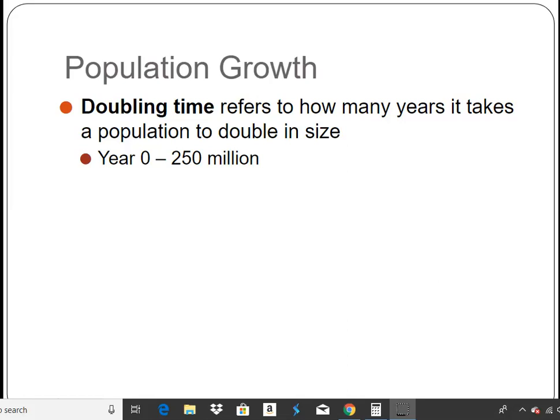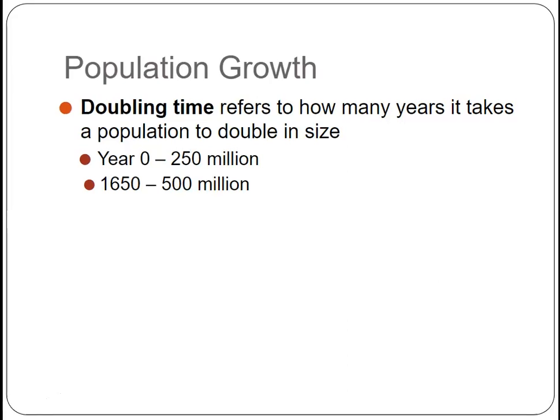Okay, so from the year zero to the year 1650, we went from 250 million to 500 million. Okay, so we went from being less than the entire US to more than the entire US. But it took us 1,650 years to double our population. So at this time, we would say that our doubling time was 1,650 years.